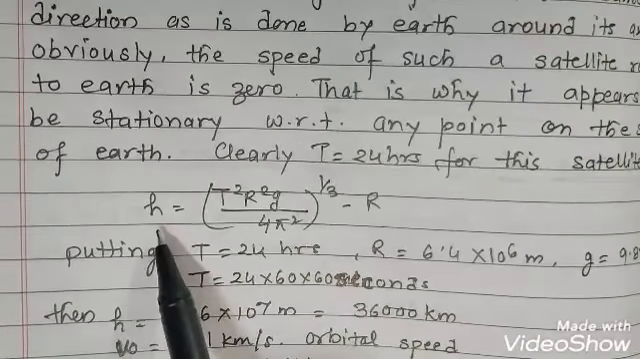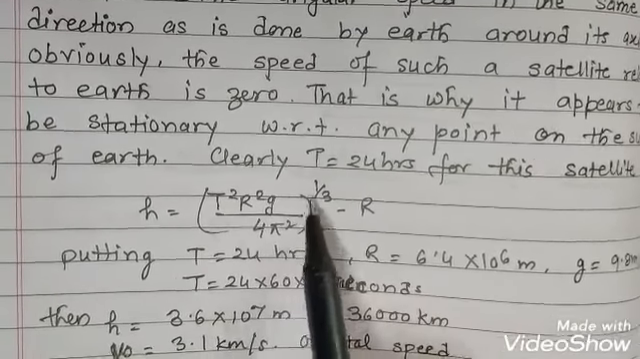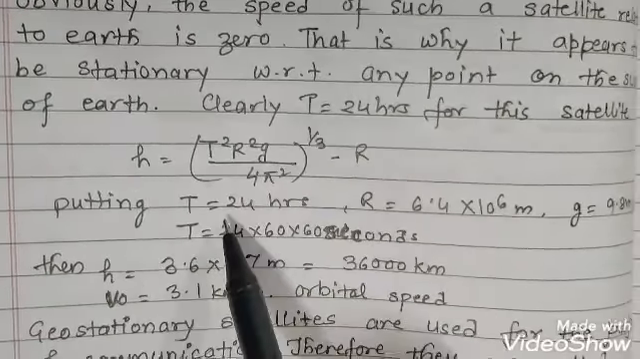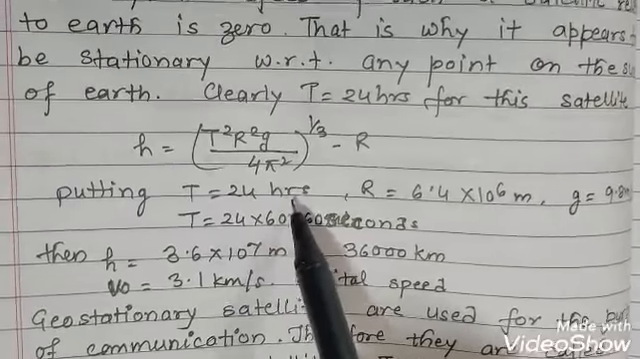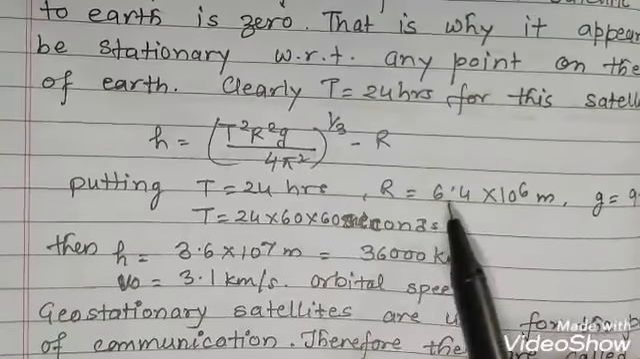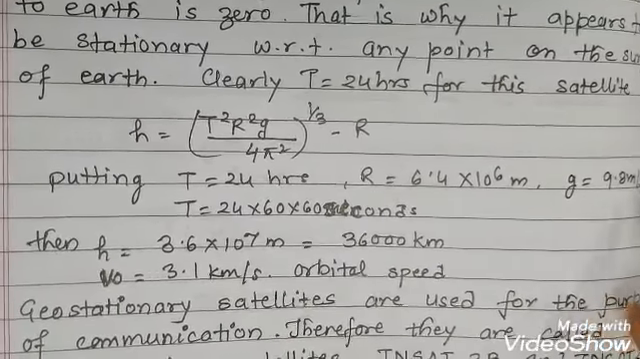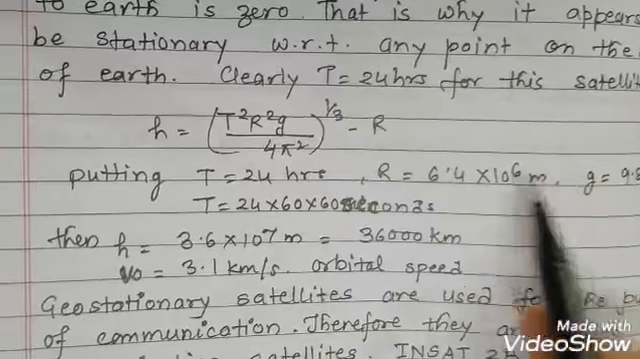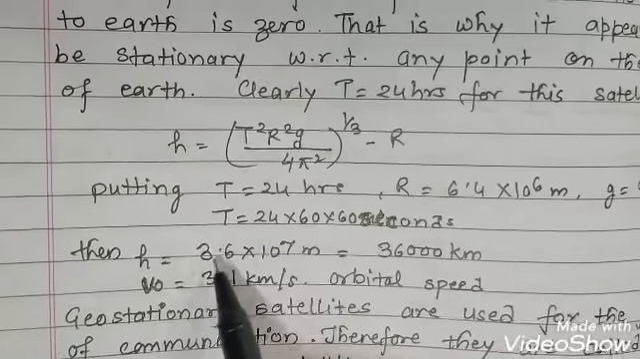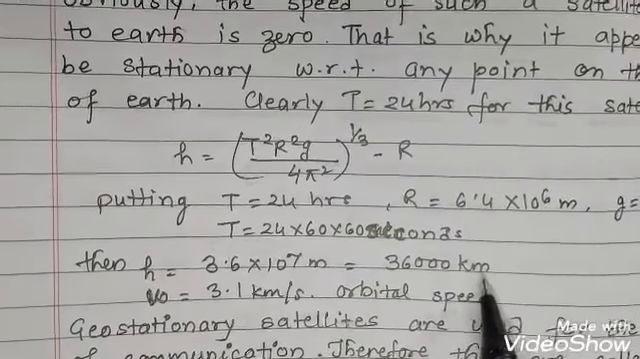We know the formula of height, altitude, that h equals the cube root of T square R square g upon 4 pi square, minus R. So when we put the value that T is equal to 24 hours, or T is equal to 24 into 60 into 60 seconds, and the radius of earth is 6.4 into 10 to the power 6 meter, acceleration due to gravity 9.8 meter per second square, then we'll calculate by this formula the value of height or the altitude will come, that is 3.6 into 10 to the power 7 meter, or we can say 36,000 kilometer.